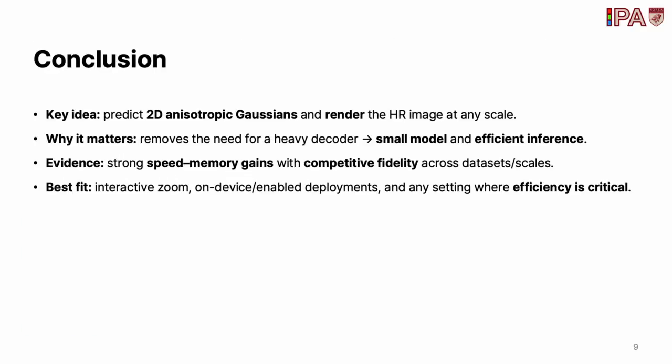To wrap up, GRAPE treats arbitrary-scale super-resolution as a rendering problem rather than relying on a heavy pixel decoder. By predicting 2D anisotropic Gaussian primitives and reconstructing images through efficient rasterization, it keeps the model compact while achieving a strong speed-memory trade-off and competitive image quality. This makes GRAPE particularly suitable for efficiency-critical scenarios such as interactive zoom and resource-limited deployment.